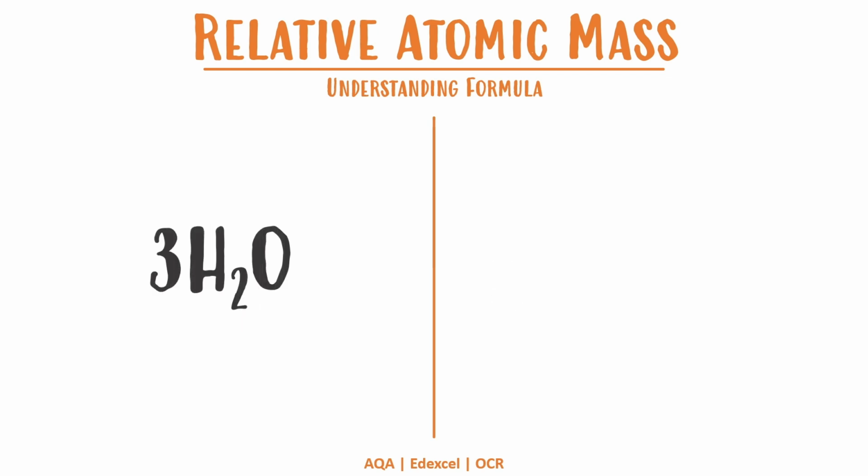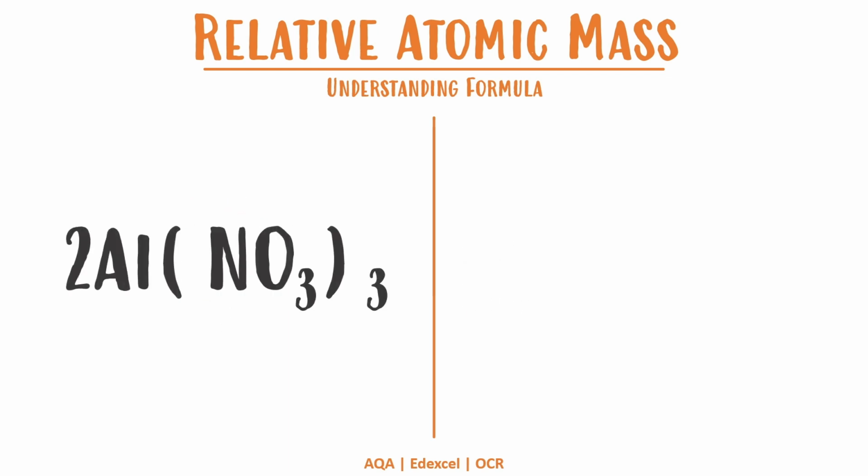H2O. The small number again applies to the element in front of it. So in this case, we'd have two hydrogens and one oxygen. However, the big number here applies to the entire formula. So we multiply everything by that number. In this case, we'd have 6 hydrogens and 3 oxygen atoms.